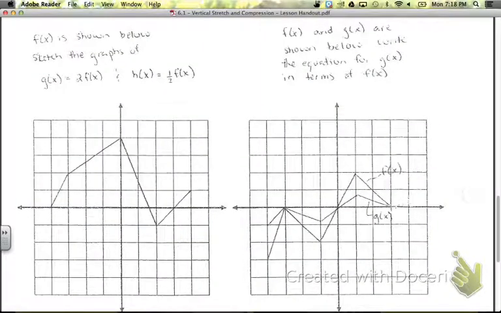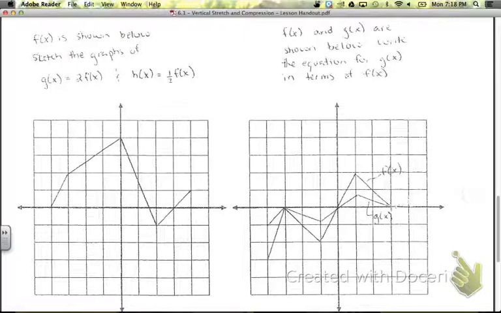Now what happens when we have a graph that looks like the one below here? f(x) is shown below. We want to sketch the graphs of g(x) equals 2 f(x) and h(x) equals a half f(x). So to do this, you're going to take each point and apply the vertical stretch or compression to each point individually.